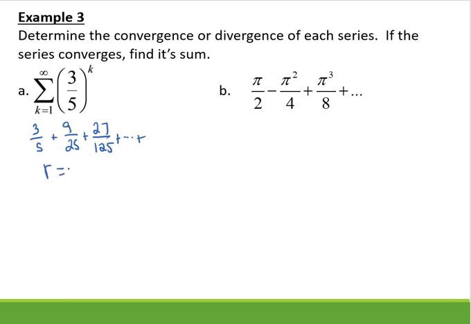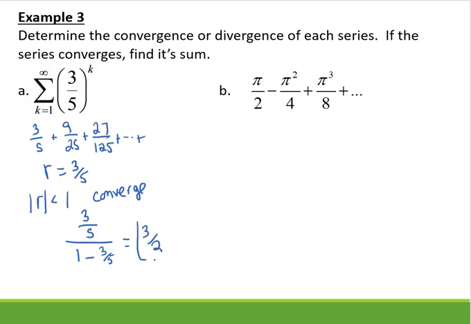My ratio is less than 1, so we converge. So let's find that sum. I find that sum by taking my first term, which was 3/5, over 1 minus my ratio, which just also happened to be 3/5, and that simplifies to 3/2, and that's what my series converges to.